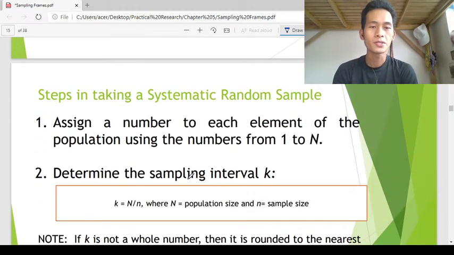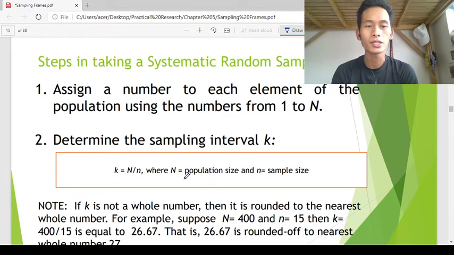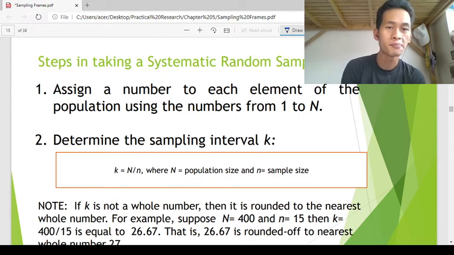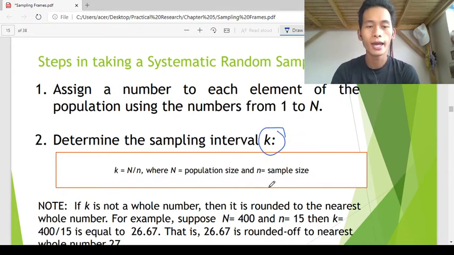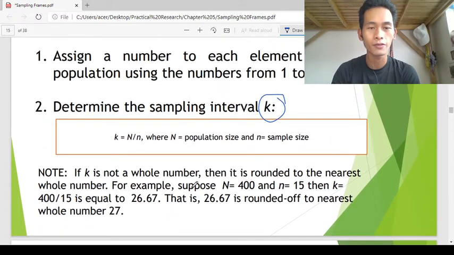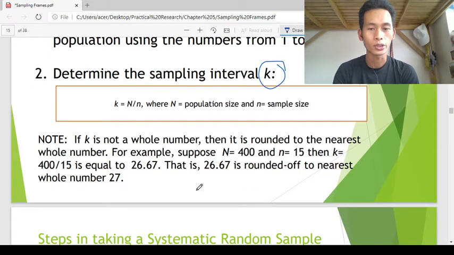Now, steps in taking a systematic random sample. First, assign a number to each element of the population using the numbers from 1 to N. So you assign numbers, the same as in simple random sampling. The second step is to determine the sampling interval, k, where k is equal to big N divided by small n, where big N is the population size and small n is the sample size. Note, if k is not a whole number, then it is rounded to the nearest whole number.